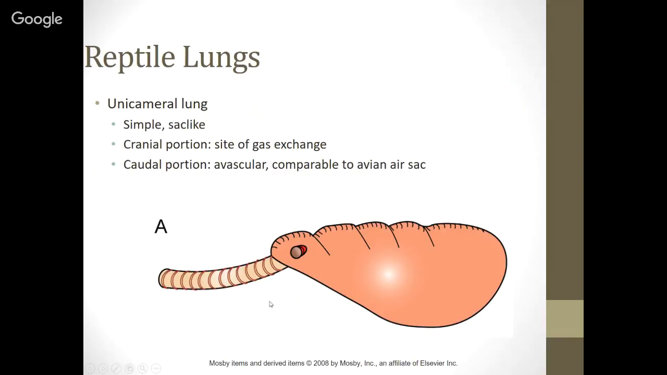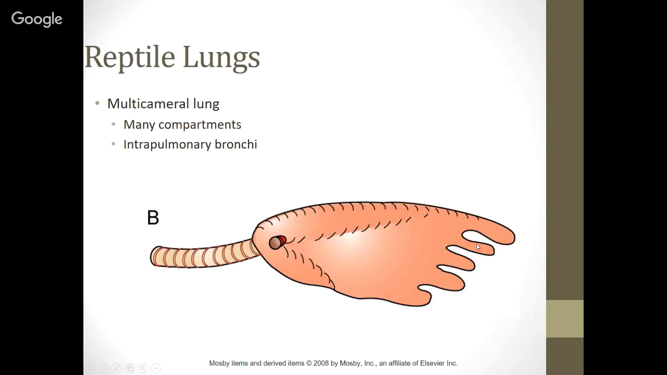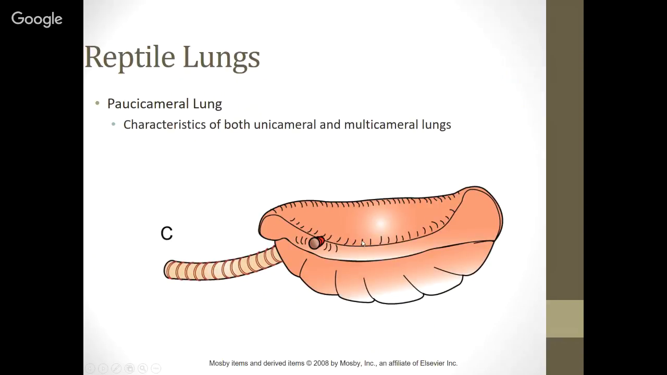There are different types of lungs. This is a unicameral lung, so one sac. It's a simple sac-like lung. It has a cranial portion where the site of gas exchange is. The caudal portion is avascular, and it is kind of like an avian air sac. This is a multicameral lung. It has many compartments with intrapulmonary bronchi. So there's a lung section and then several sac-like structures. This is a paucicameral lung. It has characteristics of both unicameral and multicameral lungs.